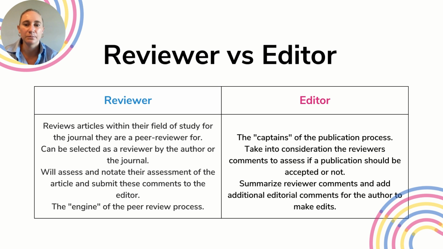Reviewers can be selected by either the author, who wants those particular reviewers to review their article because they know that they are within their field of study, or they can be selected by the journal from the list of peer reviewers that work with the journal. And these reviewers are considered the engine of the peer review process because they have a large amount of legwork where they go through and review, assess, and notate their assessment of the articles that they are reviewing. Those assessments and potential edits are then submitted to the editor in the form of a report.